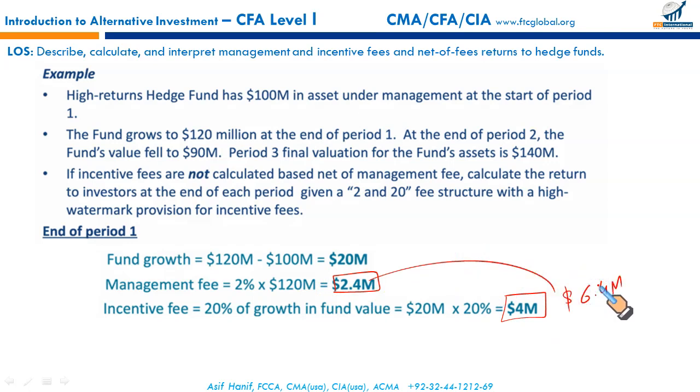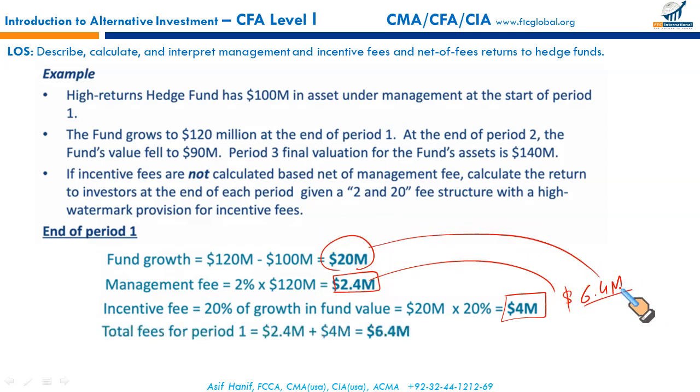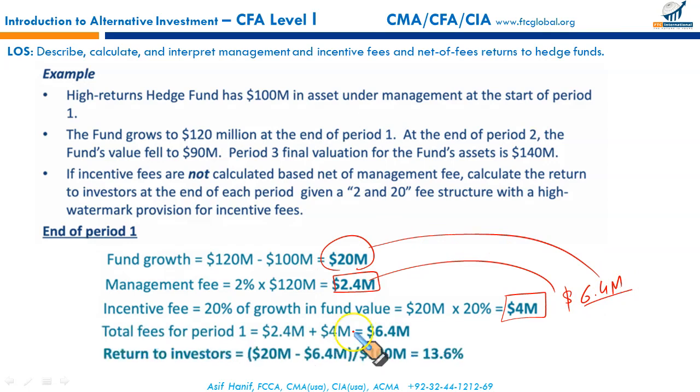Now let us calculate the return to the investors. Since the fund growth is 20 million, out of which 6.4 million is payable to the fund as management fee and incentive fee, the net return generated would be 20, the growth, less 6.4 million, divided by the initial value of the fund. So that will be 13.6%. It's a fairly straightforward computation. Now let us move on to the second year.